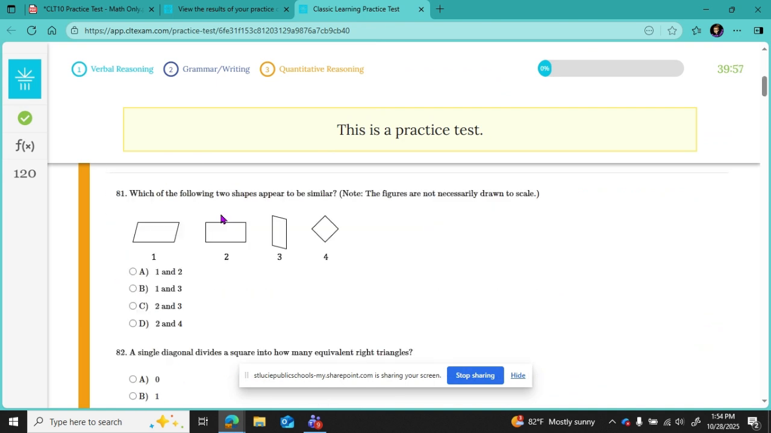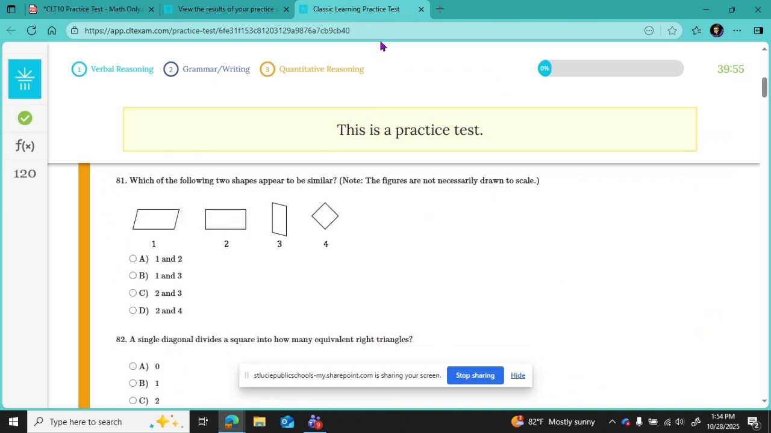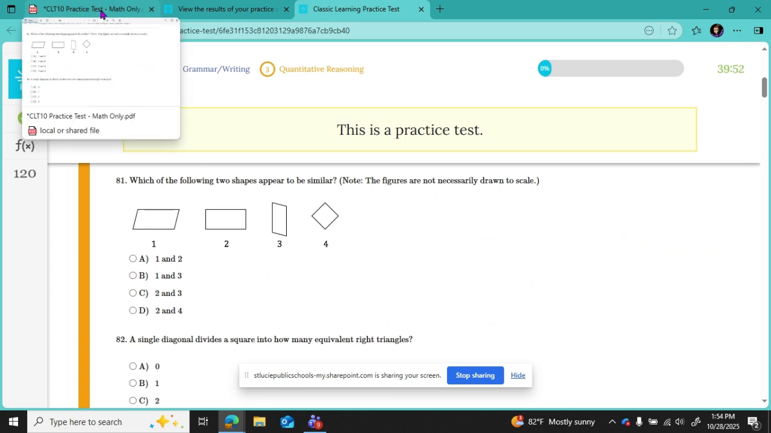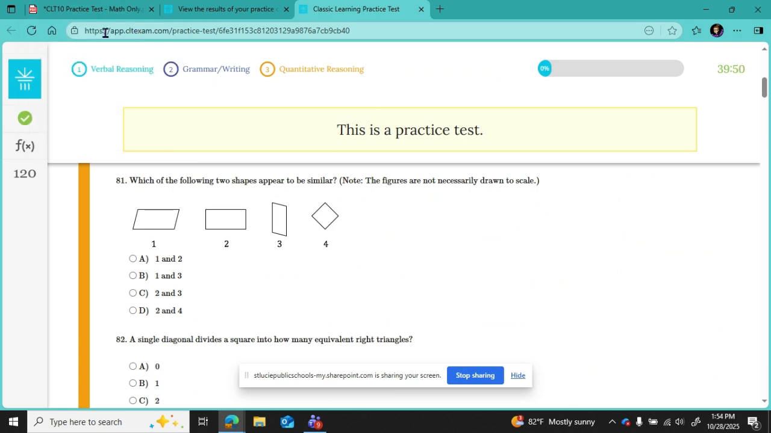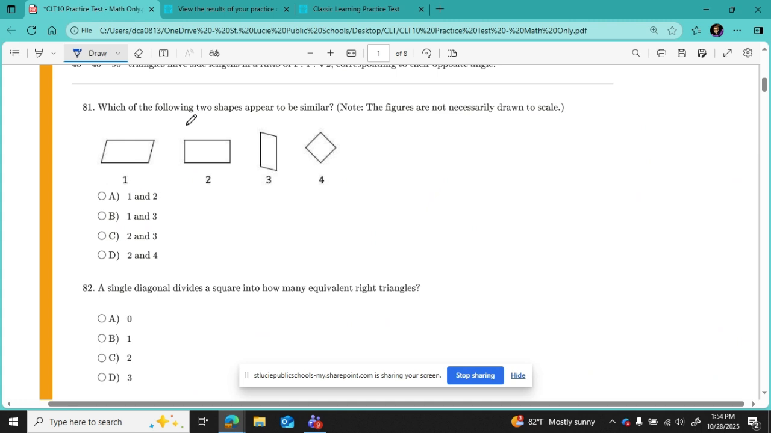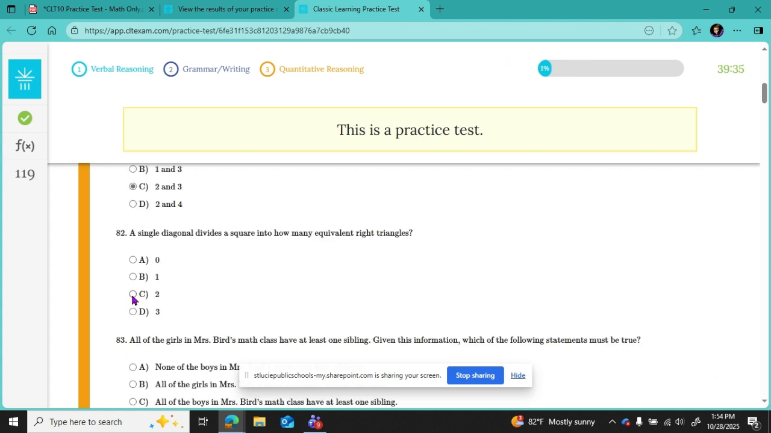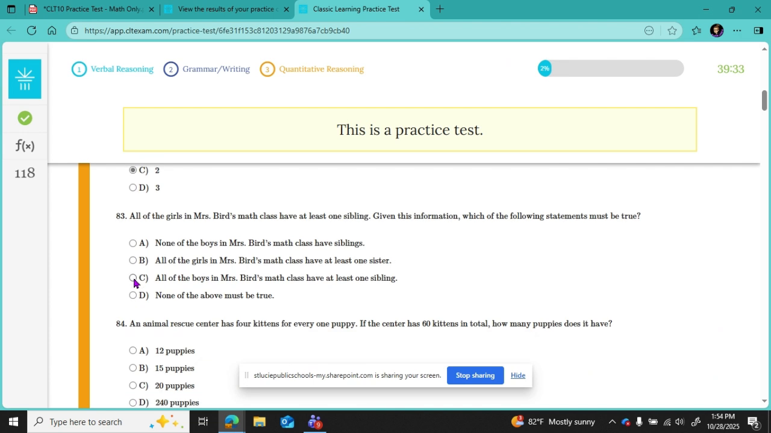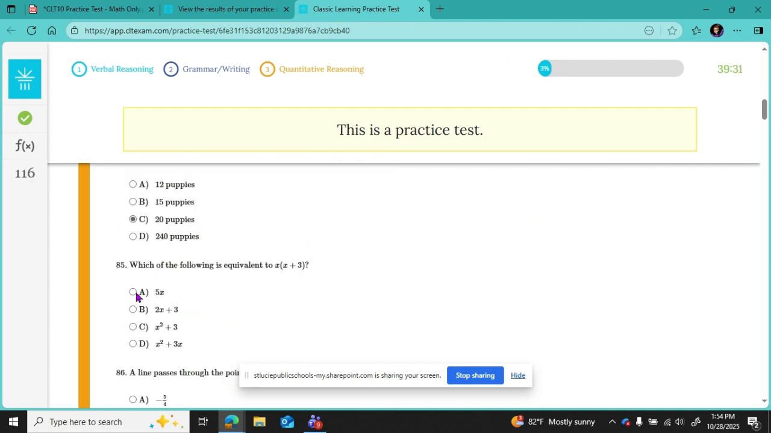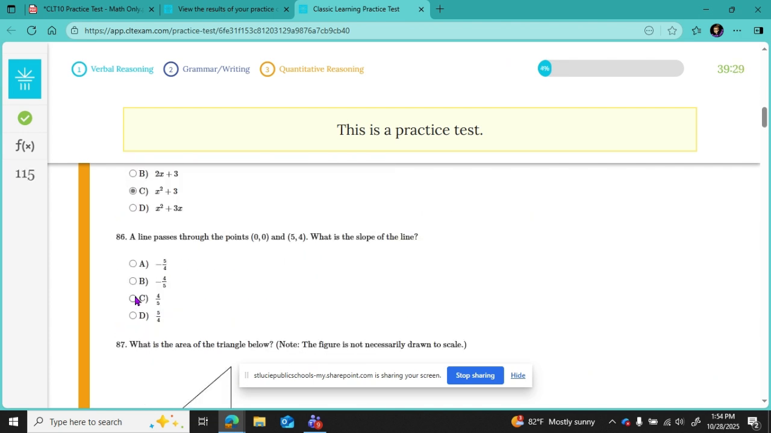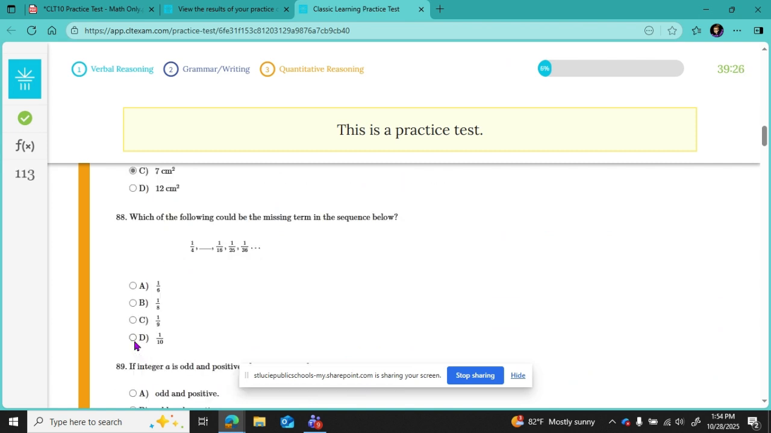Let's see. So that first question, I want to dive right into this, says, which of the following two shapes appear to be similar? And now, before you get started reading questions, the number one thing we say to do is to go through every question without reading it and click C for everything. This will ensure on the math portion of the exam that you don't leave any questions blank.